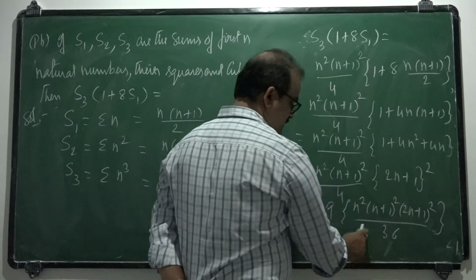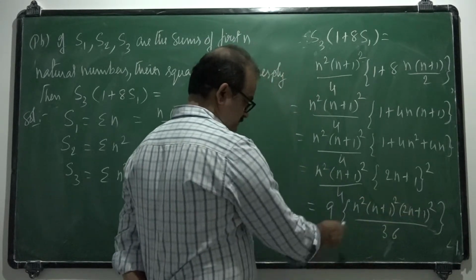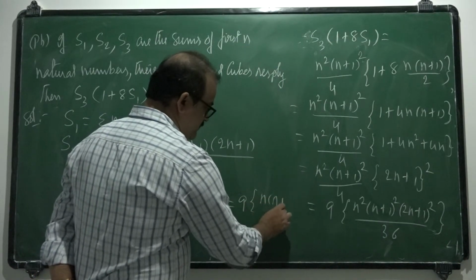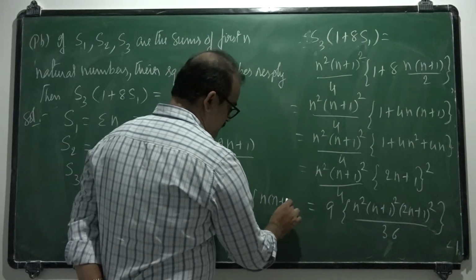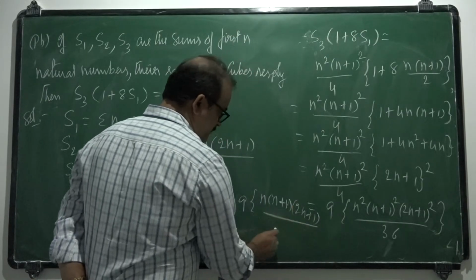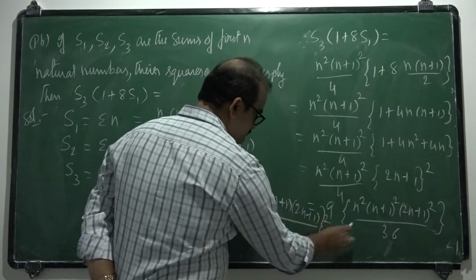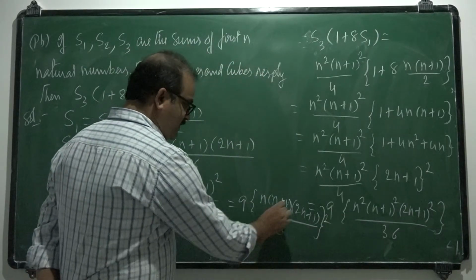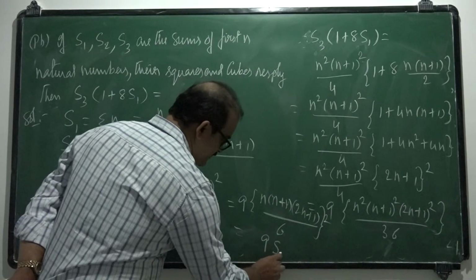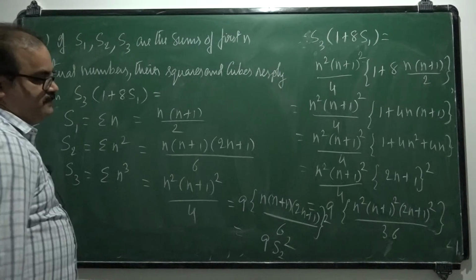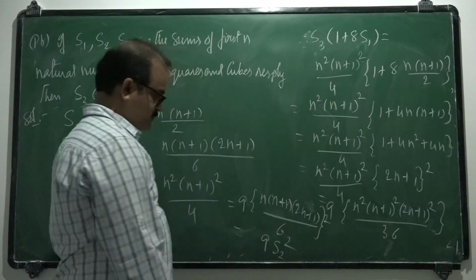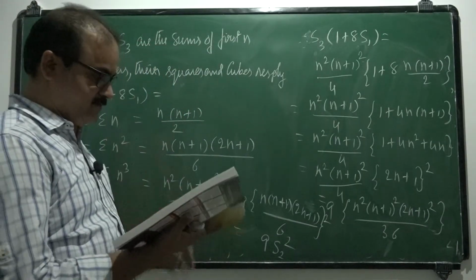Why we write in this way? Now it becomes perfect square. This is 9 into n into n plus 1 into n plus 1 into 2n plus 1 by 6 whole square. But what is this value? This is S2. So it is 9 into S2 whole square.